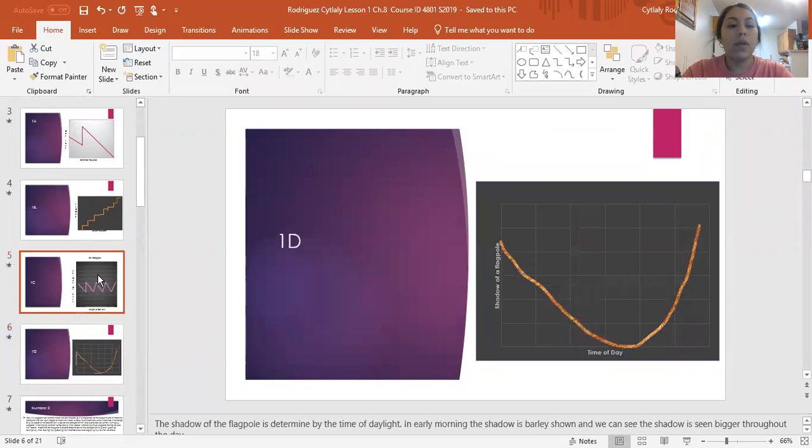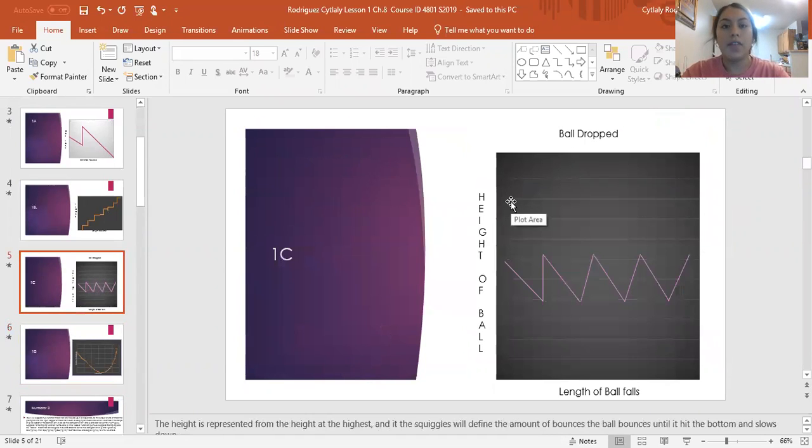That was D. C was asked to see the height of the ball dropped from the top to the floor. Well, gravity is going to pull it down. So we begin at the top, the ball drops, and it just decreases until it stops rolling.